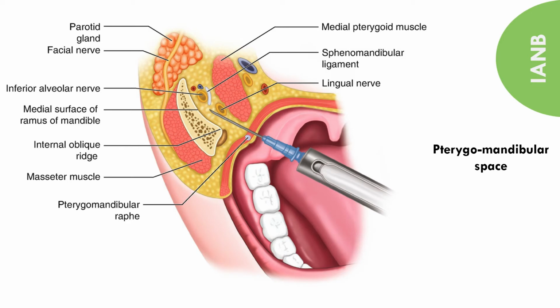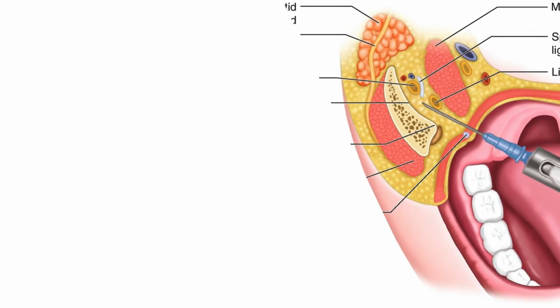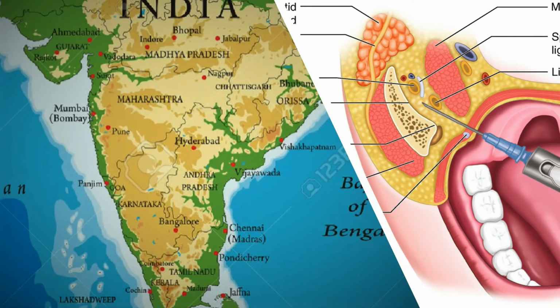This is an axial view of the pterygomandibular space. Our aim is to anesthetize the lingual nerve and inferior alveolar nerve. Now, I'm going to compare the medial ramus to the west coast of our map of India. Black arrow denotes the anterior ramus, purple arrow denotes the posterior ramus, and red arrow here emphasizes the medial ramus of the mandible.